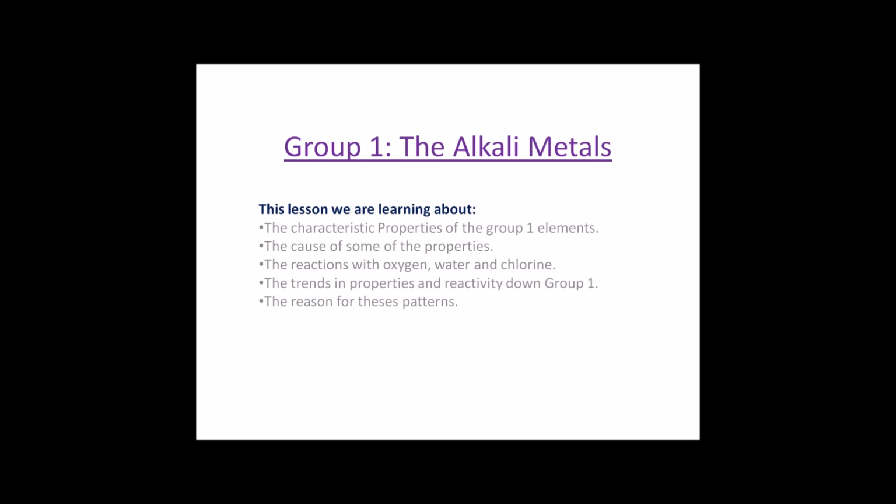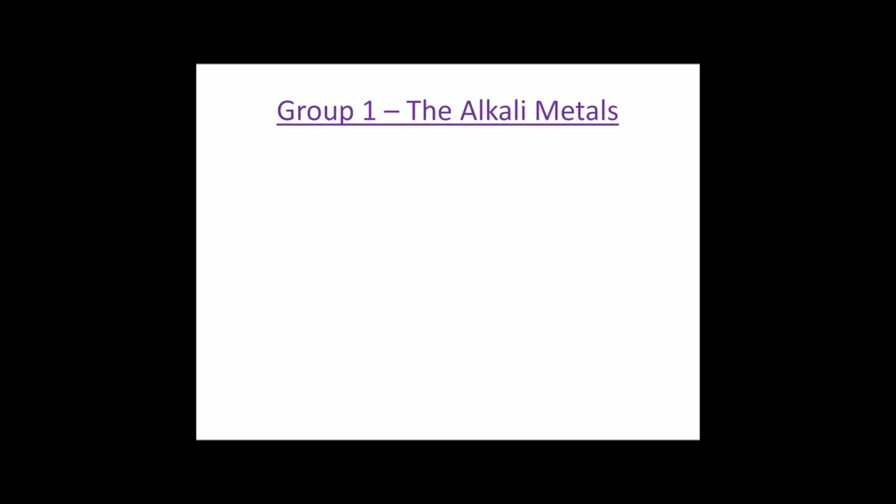We're going to be looking today at Group 1, the Alkali Metals, from Topic 1. This is currently Lesson 8 in Topic 1. What we're going to be learning about are the characteristic properties of the Group 1 elements, some of the causes of those properties, in particular looking at the reactivities, the reactions with oxygen, water and chlorine, the trends in the properties and the trends in the reactivity as we go down the group, and the reason for that trend.